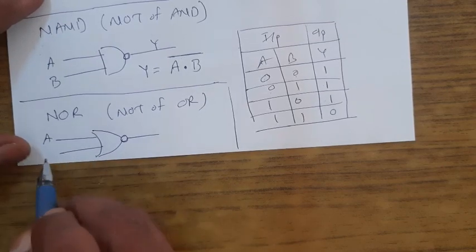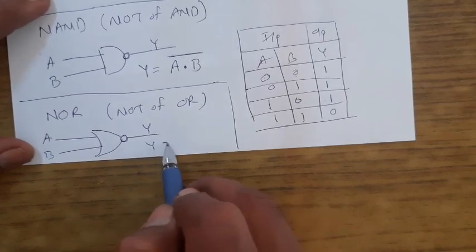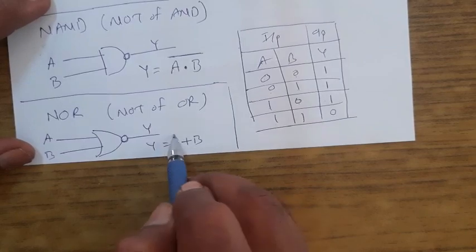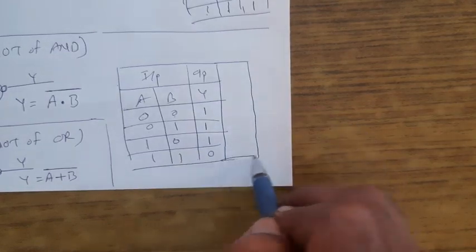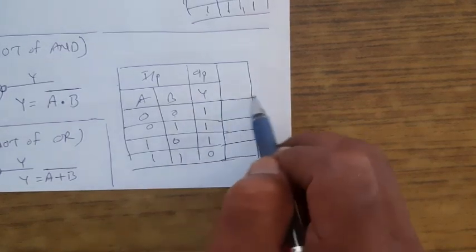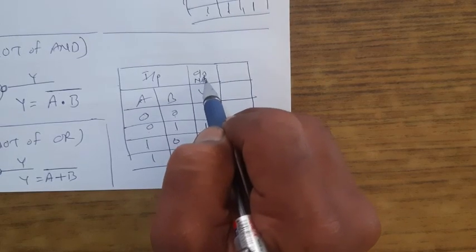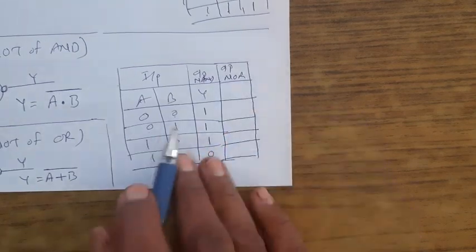Hence if it is input A, this is input B, then this is output Y, and I can write Y is equal to A or B, and then I will have to make the complement. In the truth table, as there is no additional space, I can prepare a truth table for NOR gate here. Therefore this is the output of NAND, and this can be treated as output for NOR, correct?